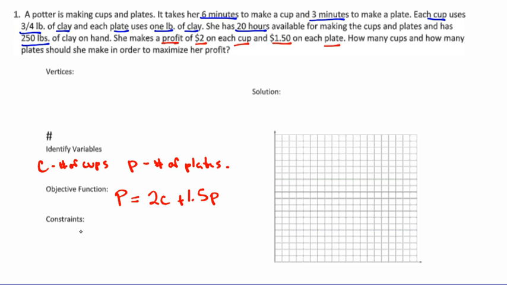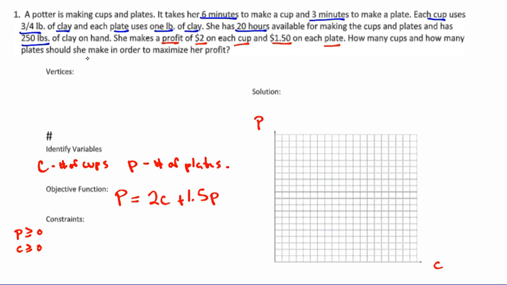And now we need to do our constraints. All right, I'm going to start with some that are maybe so obvious that we wouldn't write them. Which is that P needs to be greater than or equal to 0 and C needs to be greater than or equal to 0, meaning I can't make negative plates. We have to confine ourselves to the positive numbers. Okay, but other than that, we have some other things.